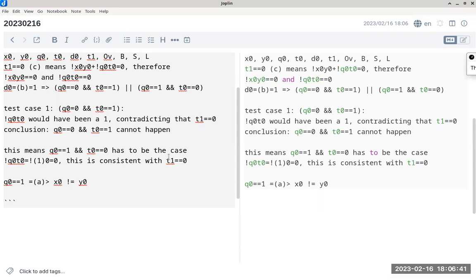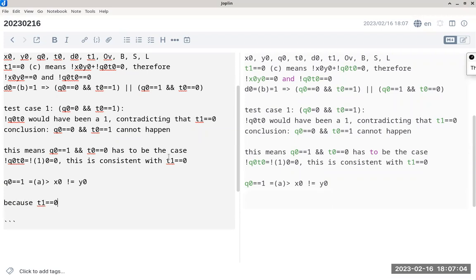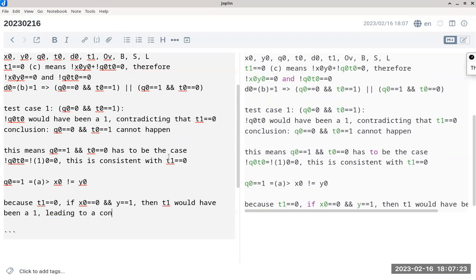But how is that helping me? Because we have two possible cases here. We can have X0 being a 1, Y0 being a 0, or we can have X0 being a 0 and Y0 being a 1. So who's going to come to the rescue and resolve which one is the case? T1, exactly. So now because T1 is already given to you as a 0, if X0 is 0 and Y0 is a 1, then T1 would have been a 1, leading to a contradiction.